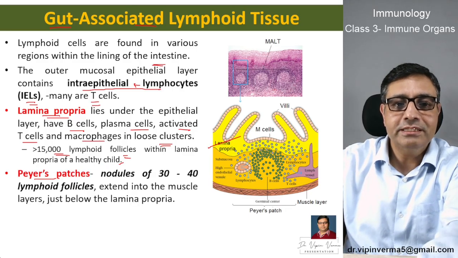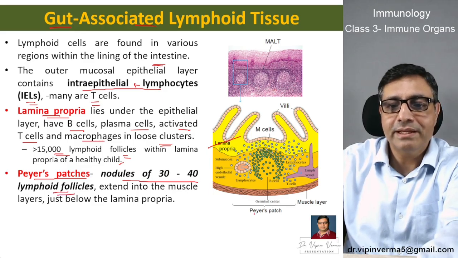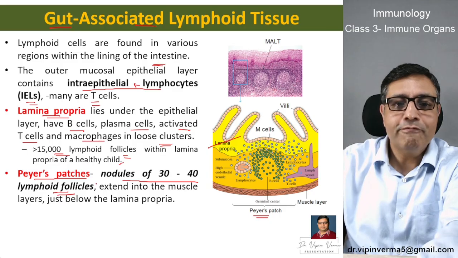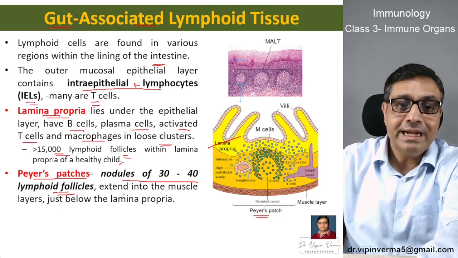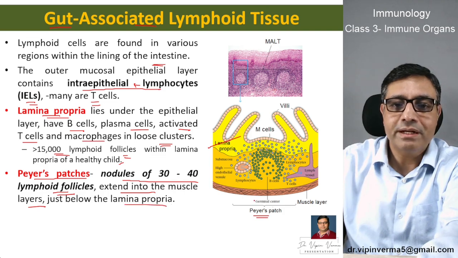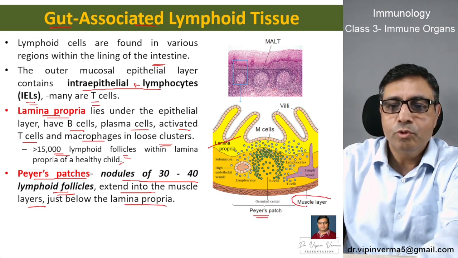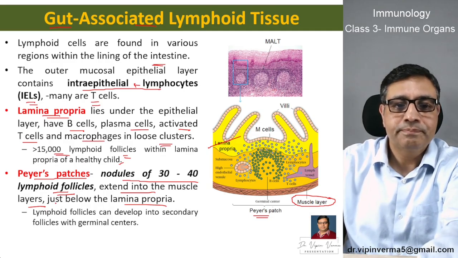And we have the Peyer's patches, which are nodules of 30 to 40 lymphoid follicles. You can see here, this is the Peyer's patch. It has around 30 to 40 lymphoid follicles, and it can extend into the muscle layer just below the lamina propria. This is the muscle layer, and the patch can extend towards it. So this is how they are structured.